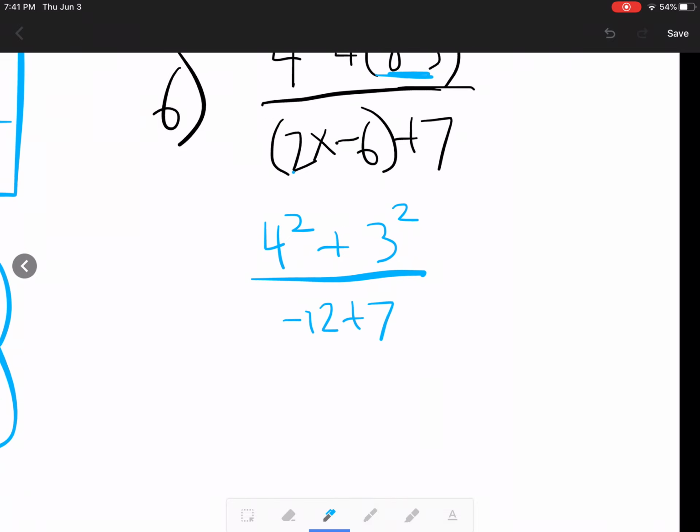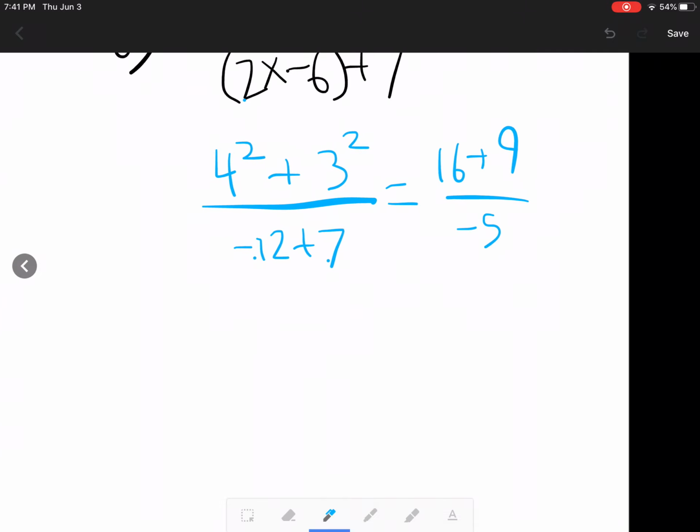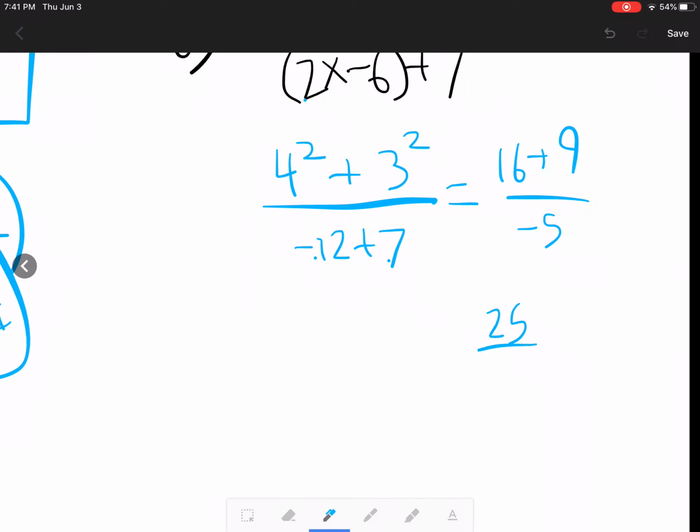Now I'm going to continue to work with just my numerators and denominators separately. So I'll have 4 squared and 3 squared as 16 and 9. Here I'll combine negative 12 plus 7 is negative 5. 16 plus 9 is 25 over negative 5. Simply becomes negative 5. And that's my final answer.